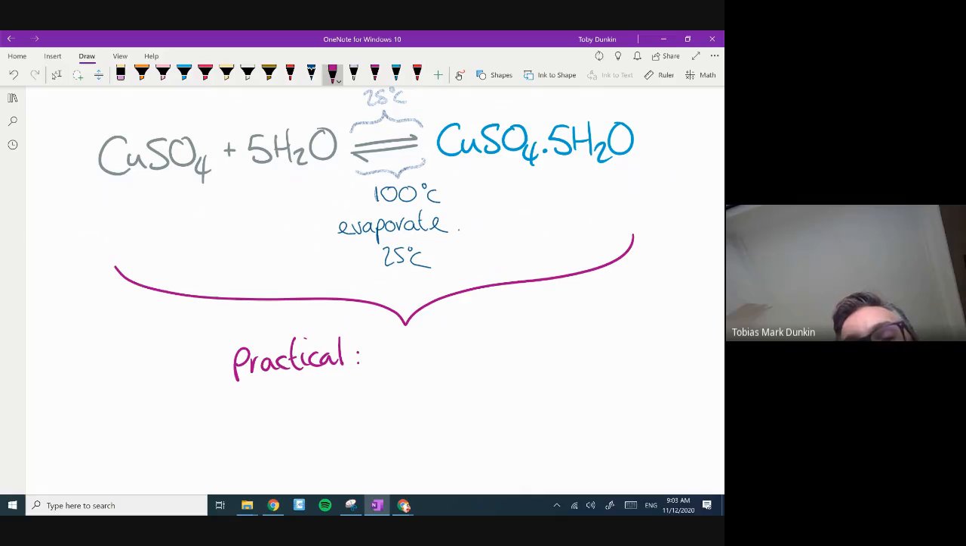Practical. It's empirical formula and water of crystallization. The reason we use this one is because it does work really well. And the question students always have is: is there really 5? And you can actually prove this.